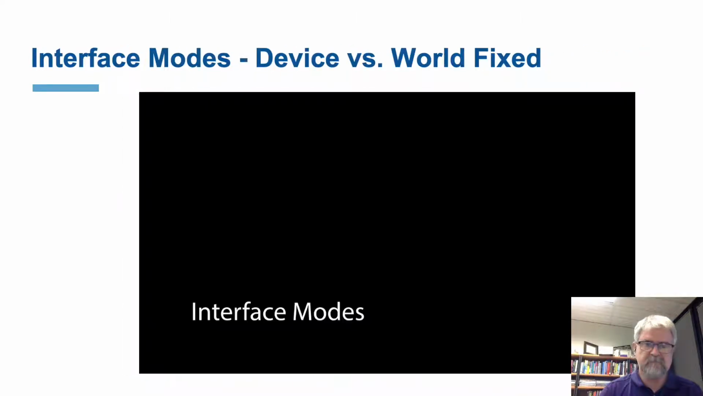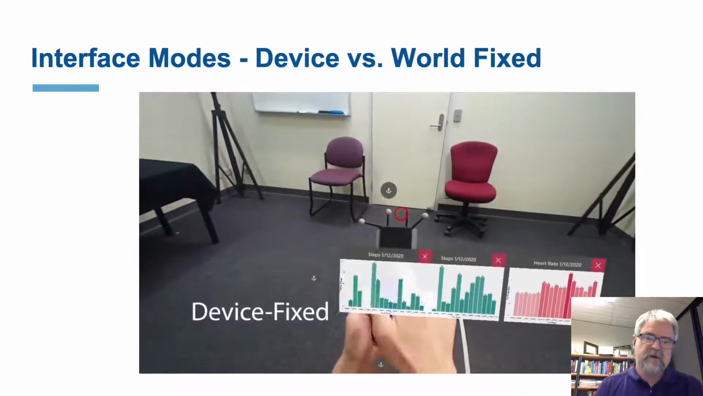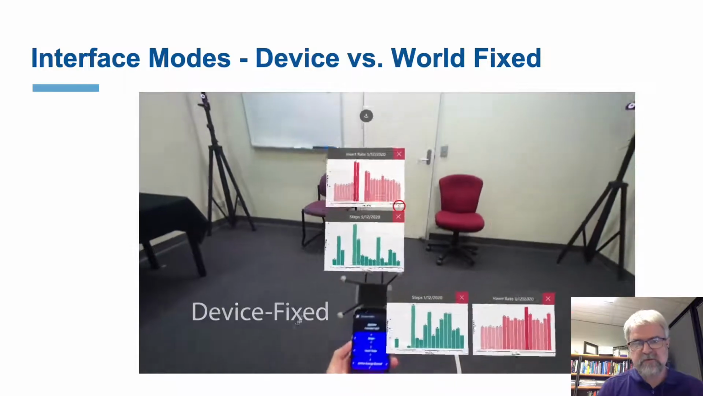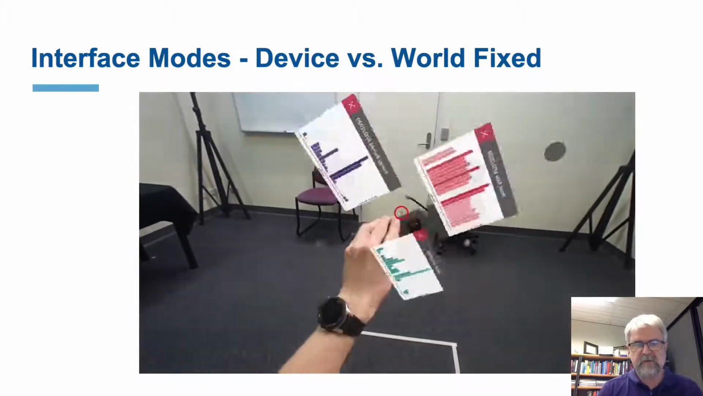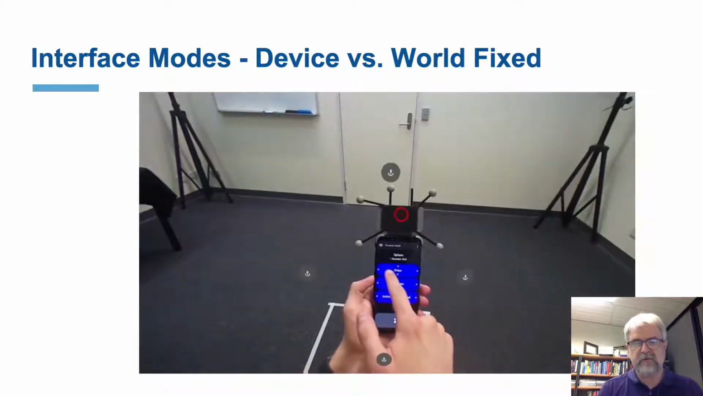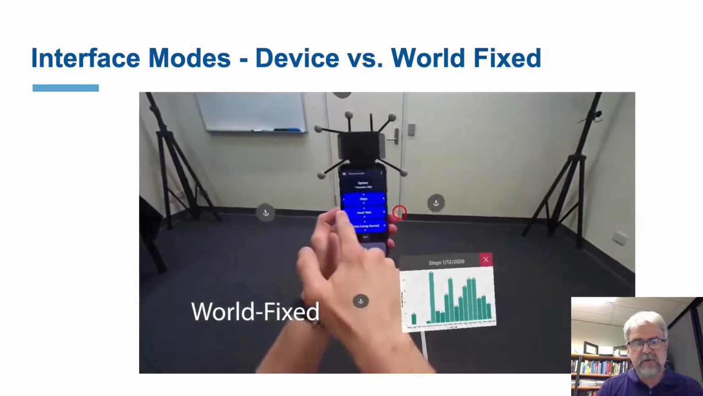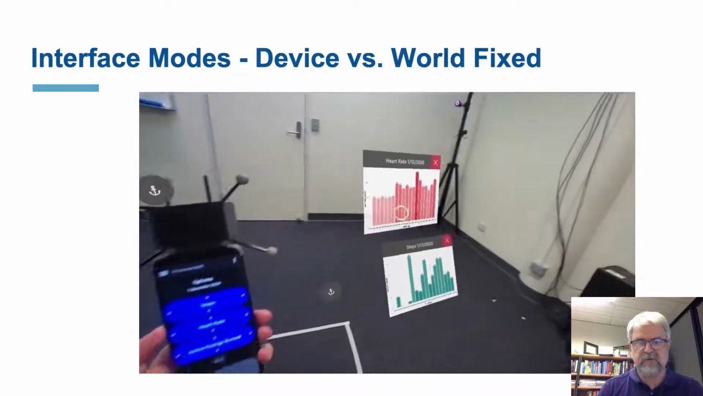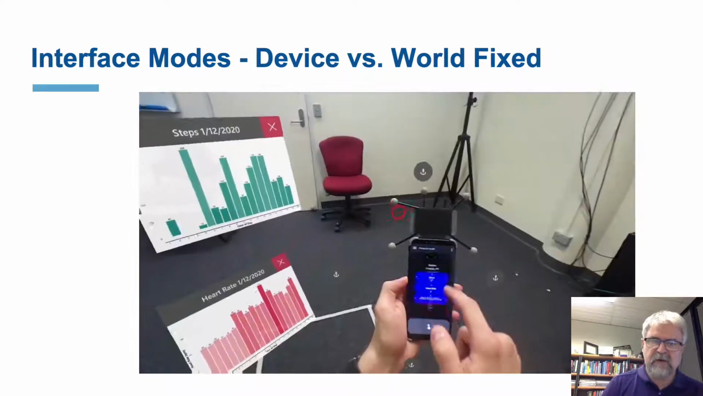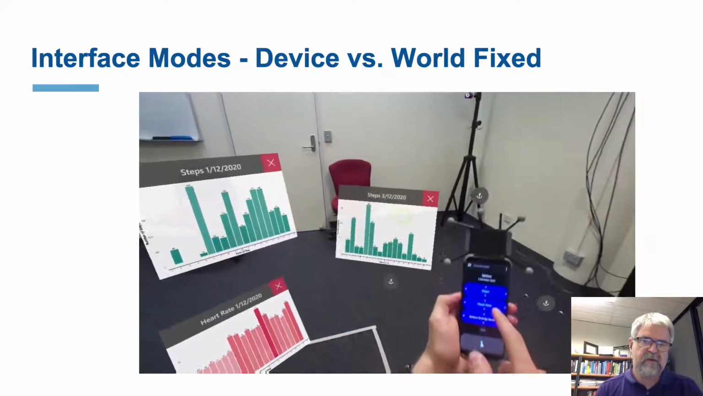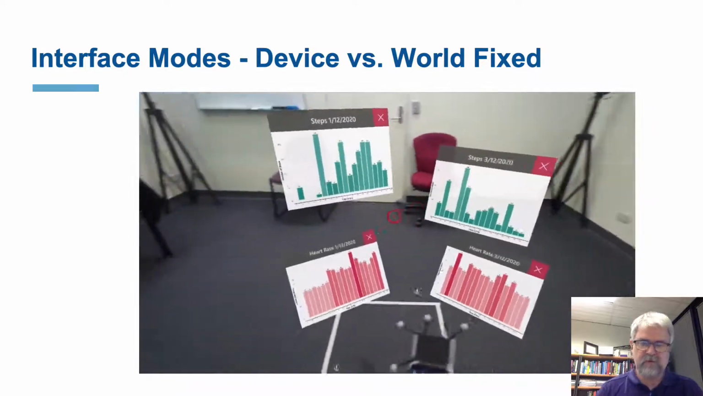In terms of interface modes, we could have device-fixed virtual windows that appear fixed onto the phone, so as we move the real phone around, the virtual windows appear attached to it. We can also have world-fixed windows that are dropped in space, and as we move our head viewpoint around, they appear fixed in space relative to the real world.